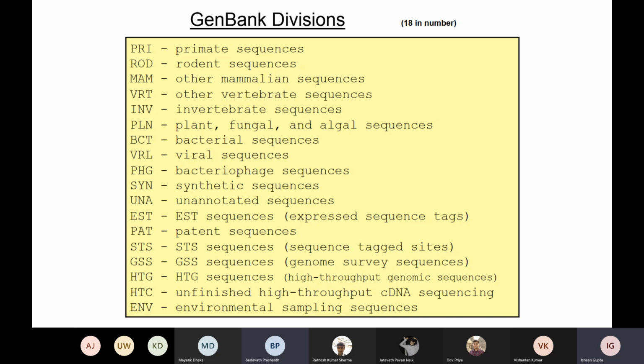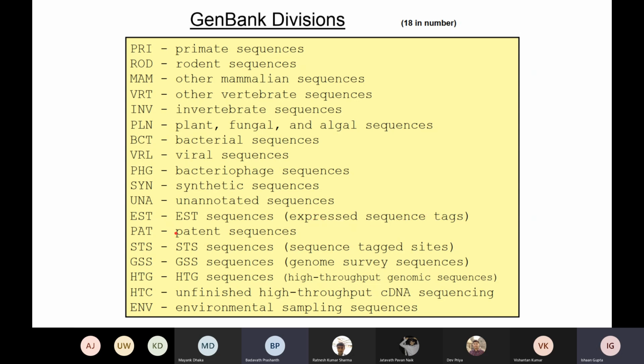So now specifically, if you look at GenBank, it has 18 different kinds of data that you can submit to it. You can have primary sequences, rodent sequences, other mammalian sequences, other vertebrate sequences, invertebrates, plants, bacteria, viruses, bacteriophage, synthetic sequences, unannotated sequences. So for example, you got a piece of DNA, you don't know which organism it came from. You can have ESTs, something called expressed sequence tags. We're going to talk about it later on.